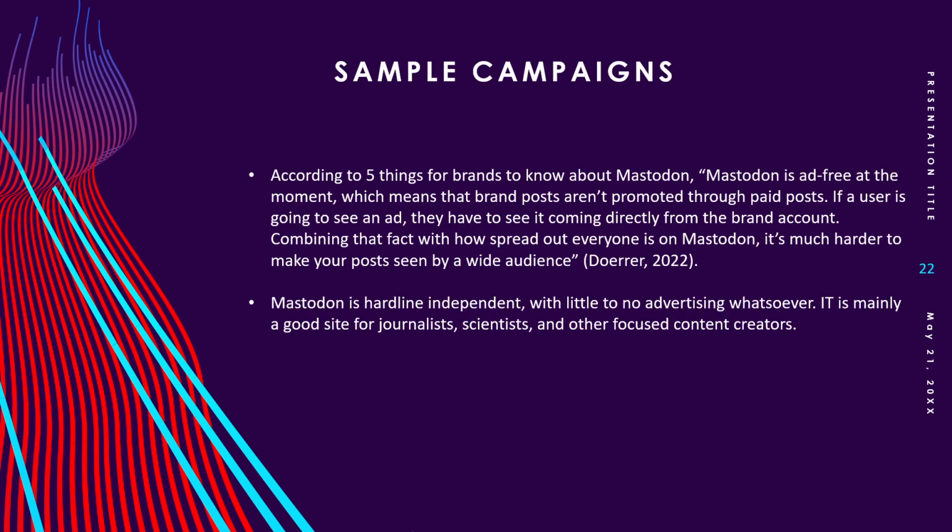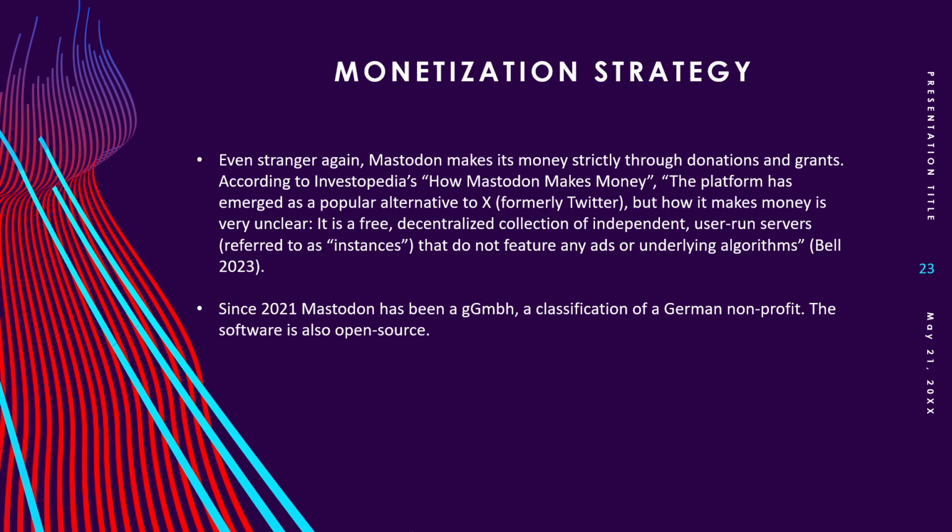Sample campaigns. I couldn't find anything, and upon more research, I was shocked to find that in this article, 5 Things for Brands to Know About Mastodon, Mastodon is ad-free at the moment, which means that brand posts aren't promoted through paid posts. If a user is going to see an ad, they have to see it coming directly from the brand account. Combining that fact with how spread out everyone is on Mastodon, it's much harder to make your post seen by a wide audience. Mastodon is hardline independent with little to no advertising whatsoever. It is mainly a good site for journalists, scientists, and other focused content creators.